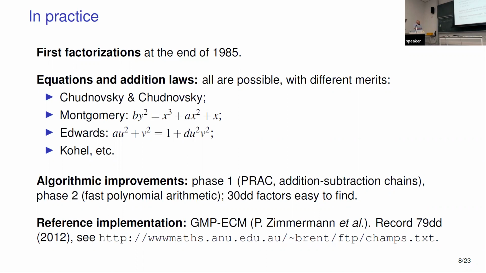And there are also different models by Kubert depending on the torsion points. And there are also algorithmic improvements to speed up the evaluation of all our quantities, fast polynomial arithmetic, and the reference implementation, which is GMP-ECM by Paul Zimmermann.